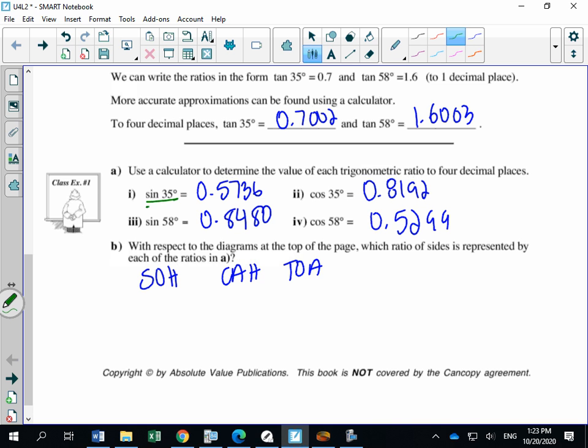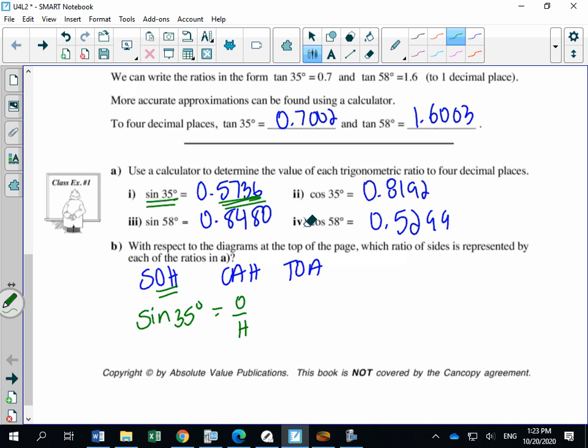So this first one, the sine of 35 degrees. 35 degrees would be the given angle in the triangle. And how they got this number here is on the triangle, they divided the O by the H, and they would have gotten 0.5736. They don't actually give us the sides of the triangle, but that's what you would get, whatever the sides were.